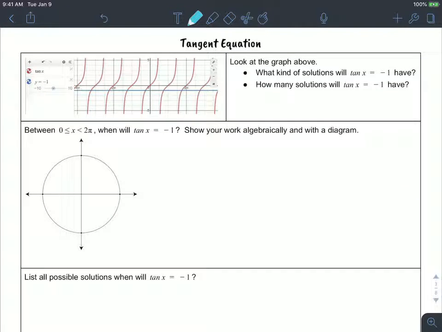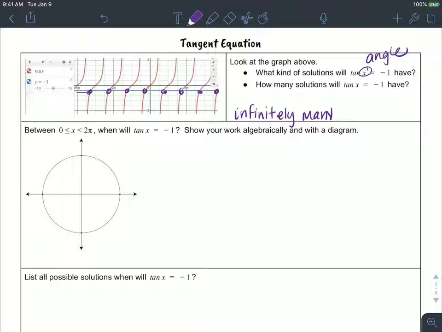Lastly, we have tangent. So what kind of solutions are we looking at in this type of equation when we have a tangent of x? Well, we're looking for an angle. If tangent of x equals negative 1, looking at tangent and our graph at negative 1 here, tangent has many places where we intersect negative 1. So as this pattern keeps continuing, we're just going to get an infinite number of solutions. So infinitely many solutions.